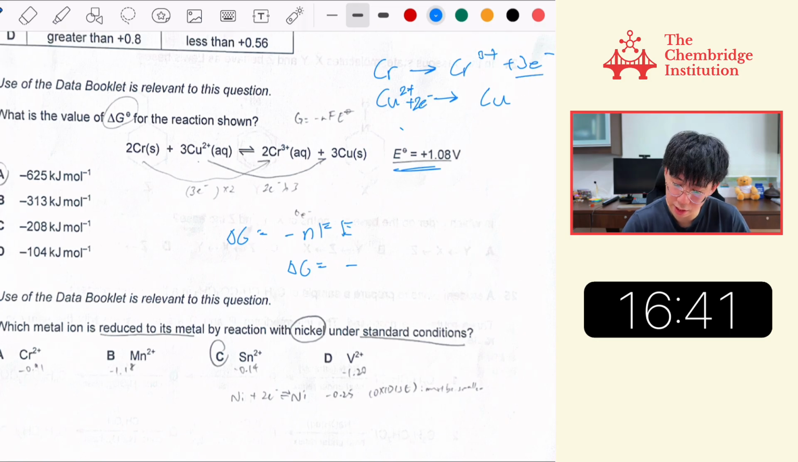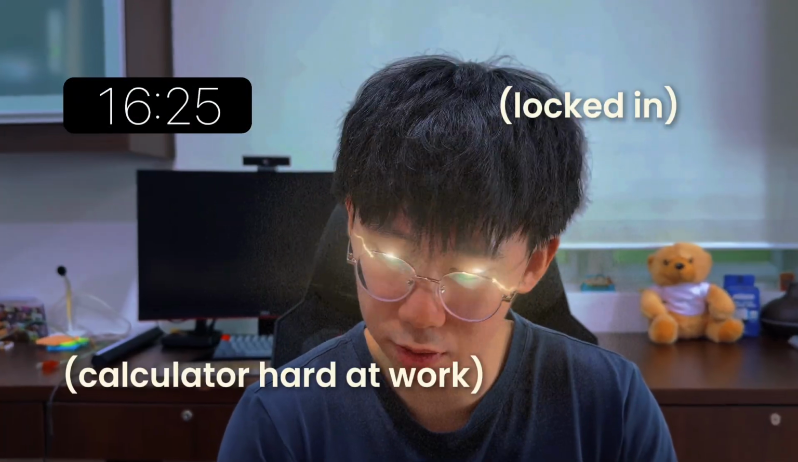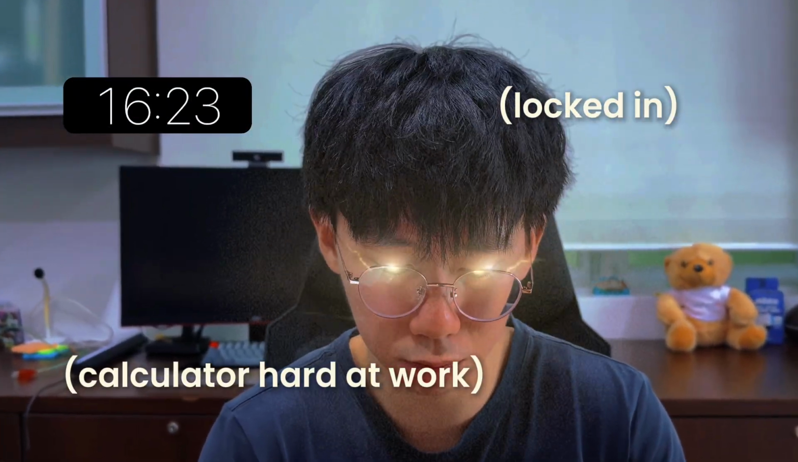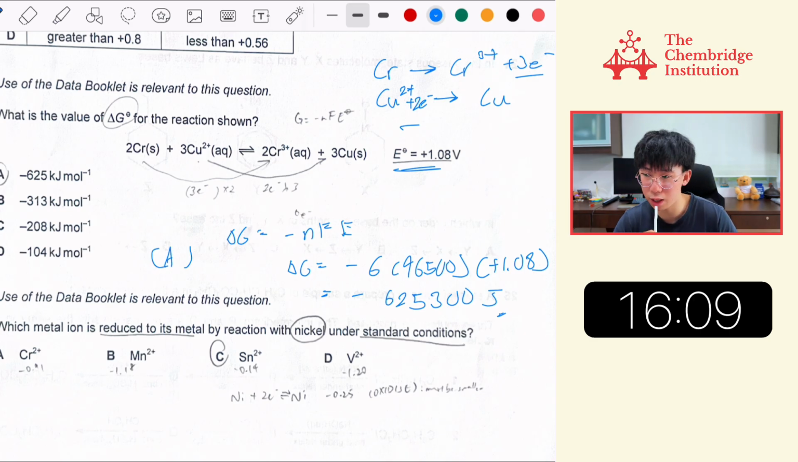So to balance, you need 6 electrons in total. So there's 6 electrons going around this whole circuit right now. So n is 6. Then F is 96500. Then E is plus 1.08. So we can calculate this: 6 times 96500 times 1.08. This is negative 625,300 around there, joules, which is A. Yeah, I'll probably pick A over here.